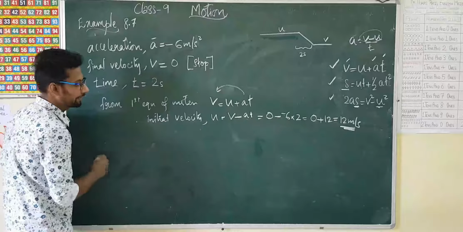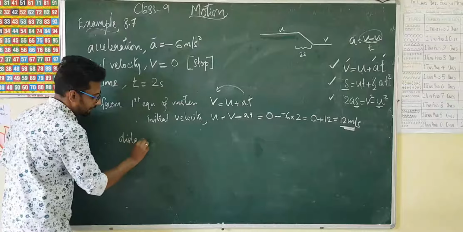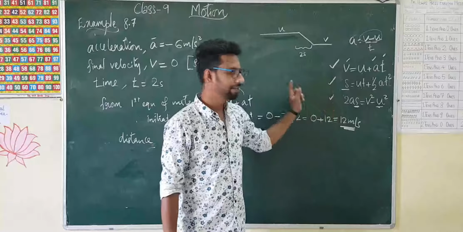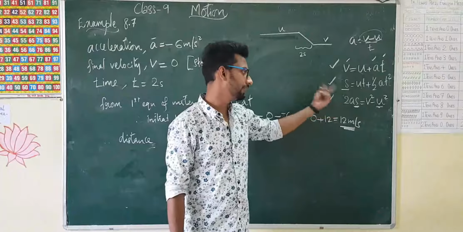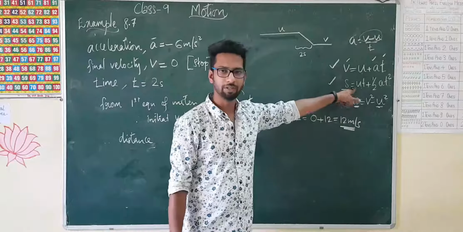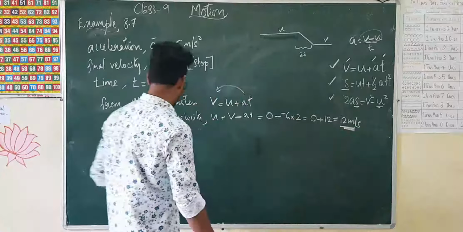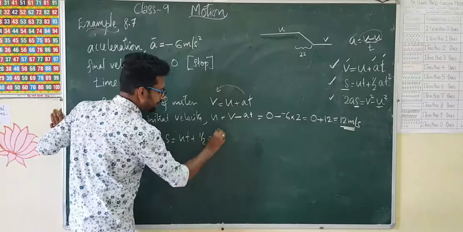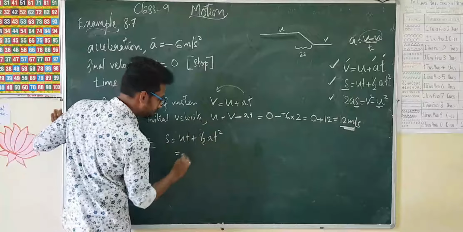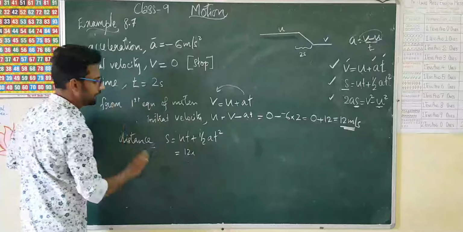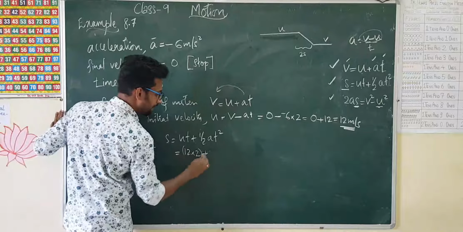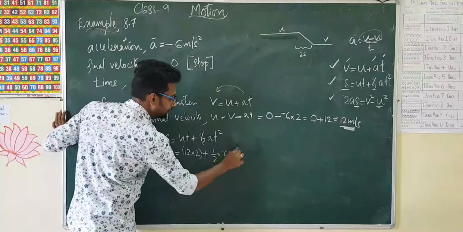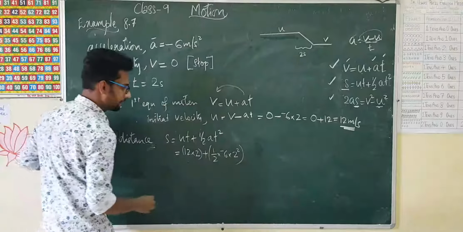Then we can calculate the distance. You can use either of these two equations, both are possible, but in the previous two questions we solved with the other equation. Now we can use this one. It's your choice which equation you use. Then s equal to ut plus half at square. What is u? We got 12. 12 into t equal to 2, plus half into a equal to minus 6 into t square, 2 square.